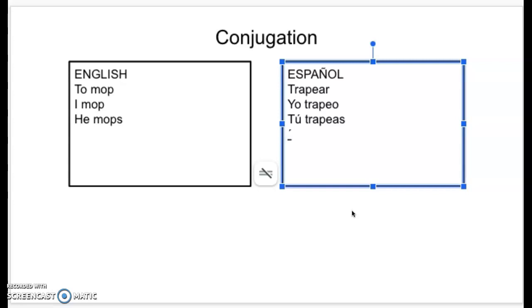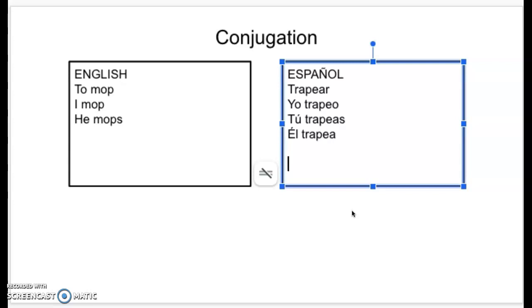Or if it's he, él, we'll again take the AR off, and this time instead of an AS, we'll just put an A. So we've got yo trapeo, tú trapeas, él trapea. So this is how we do conjugating in Spanish.